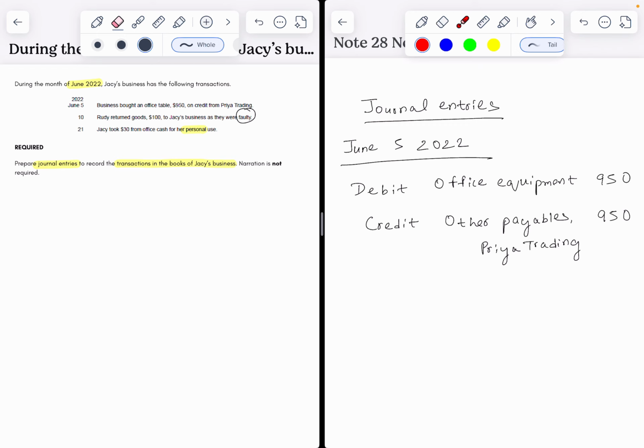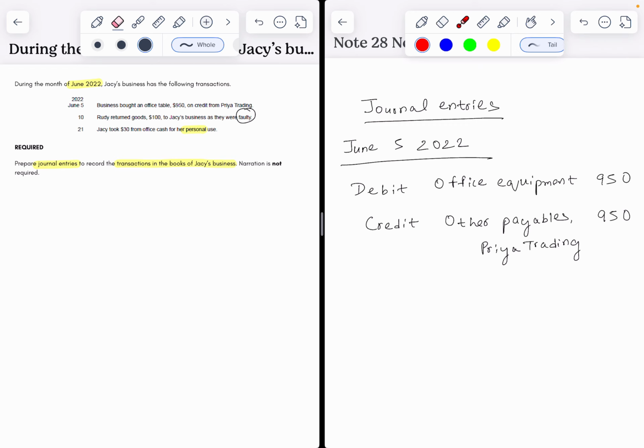So because we're buying a new asset, we are debiting the asset account, specifically the account for office equipment, by $950. Now, office table is a furniture, so you could also debit the account for fixtures and fittings. You would still be correct. So there is no issue because office equipment and fixtures and fittings, they're just synonyms to each other.